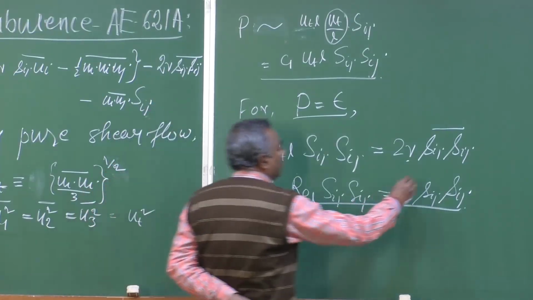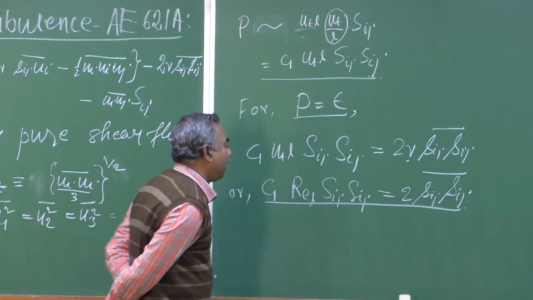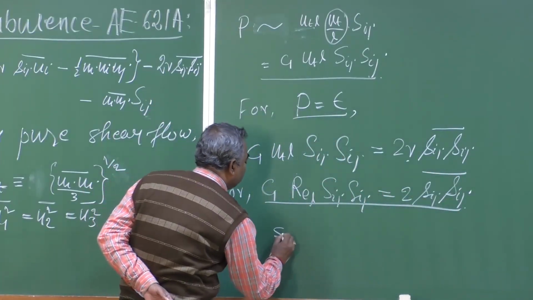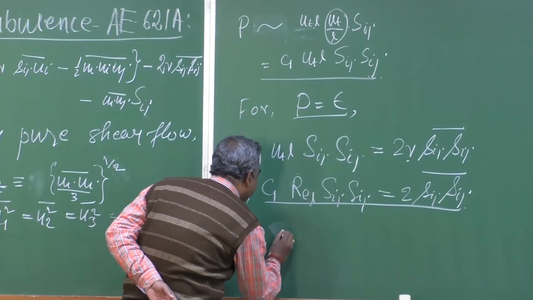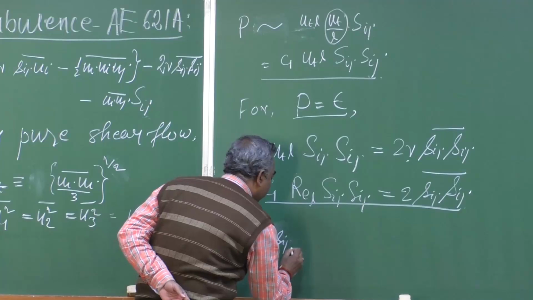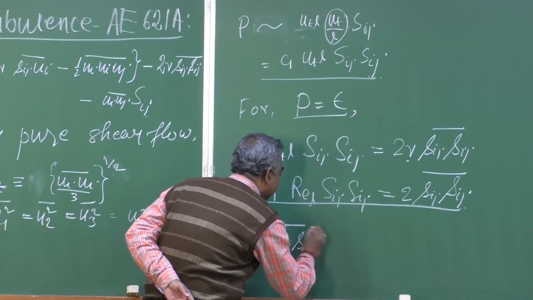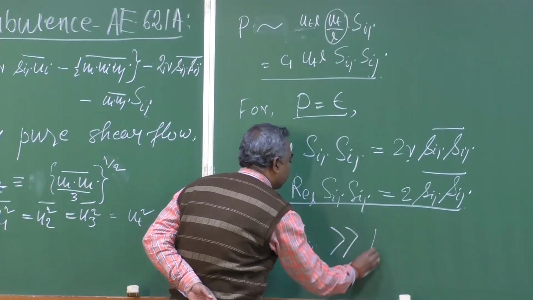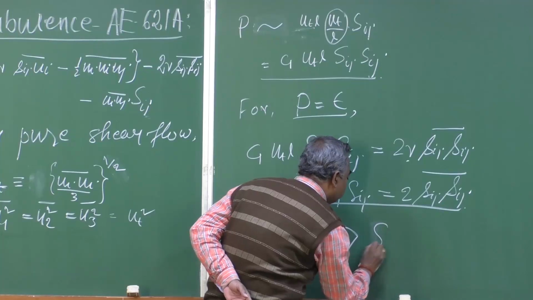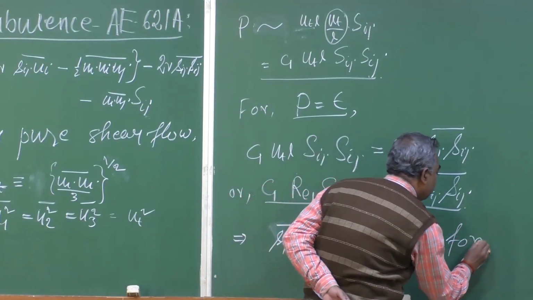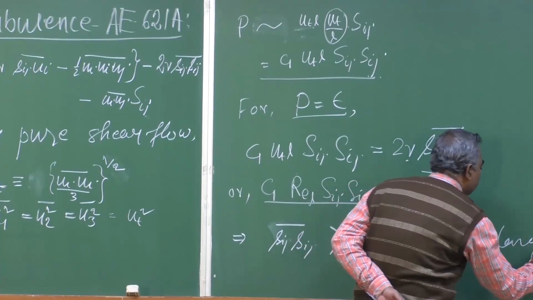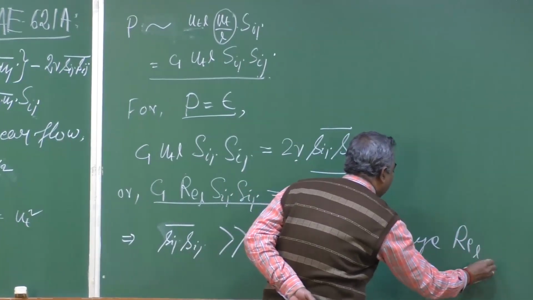From this relation we can find that for very high Reynolds number, small Sij bar is much greater than capital Sij, for large Re_L. Okay.